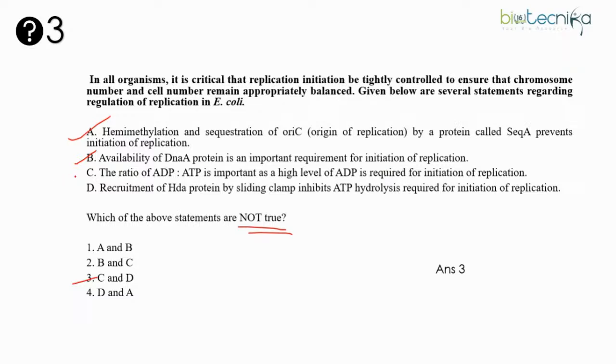The ratio of ADP to ATP is important, as a high level of ADP is required for initiation of replication. No, this is wrong. Initiation of replication requires ATP, okay, not ADP. Recruitment of Hda protein by sliding clamp inhibits ATP hydrolysis required for initiation of replication. Again, this is wrong because ATP hydrolysis is required. Okay, so therefore the incorrect statements are C and D. So my correct option is option 3.